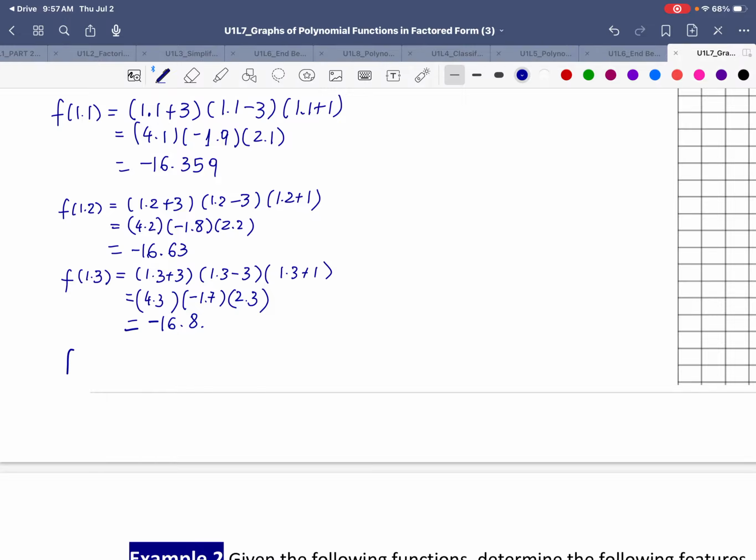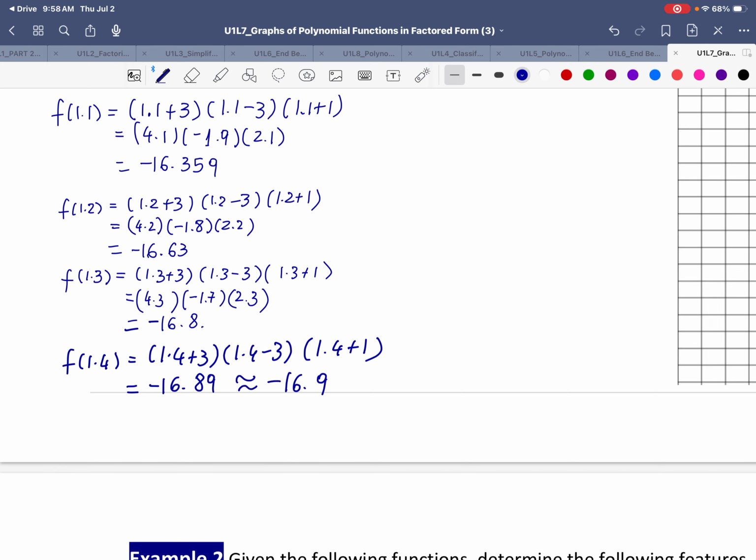So we're going to do f of 1.4. That's going to be 1.4 plus 3, 1.4 minus 3, and then 1.4 plus 1. So let's calculate this in one step. 1.4 plus 3, multiplying 1.4 minus 3, and then multiplying 1.4 plus 1, and I got negative 16.89, which is about negative 16.9.